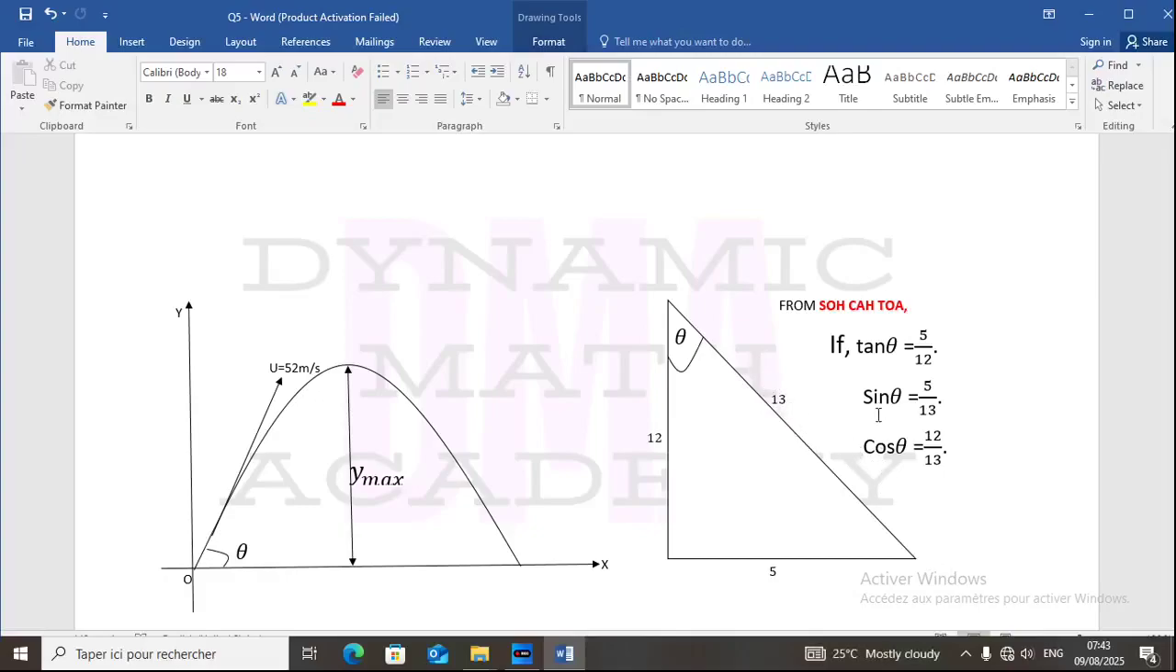Okay, so if the hypotenuse is 13, then sine theta, remember, is equal to opposite over hypotenuse. The opposite is 5 and the hypotenuse is 13, so that's why you have 5 on 13. Then cos theta is adjacent over hypotenuse, that's 12 on 13. Okay, so that was just an aside, but it's going to help us actually.